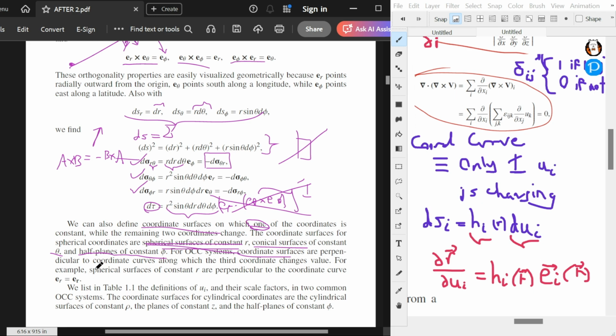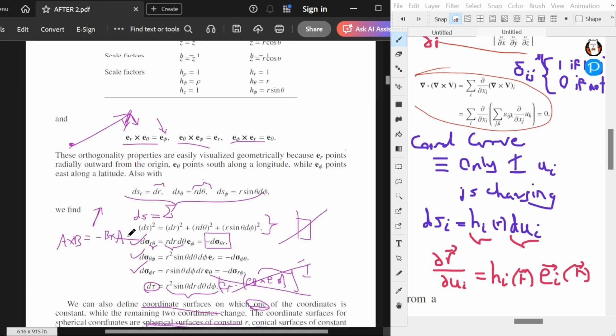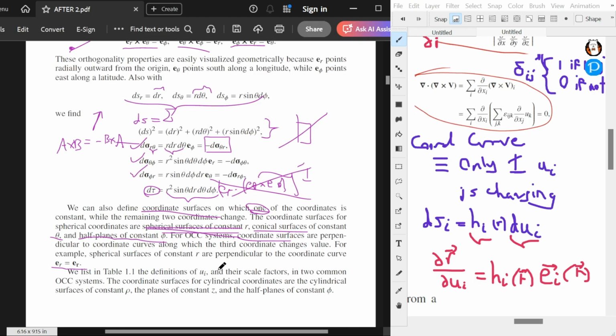For example, spherical surfaces of constant r. So you have a shell, perpendicular to the coordinate curve. Yeah, I suppose. We list in table 1.1, I think this is the table up here, the definitions of the u_i and their scale factors in two common OCC systems.